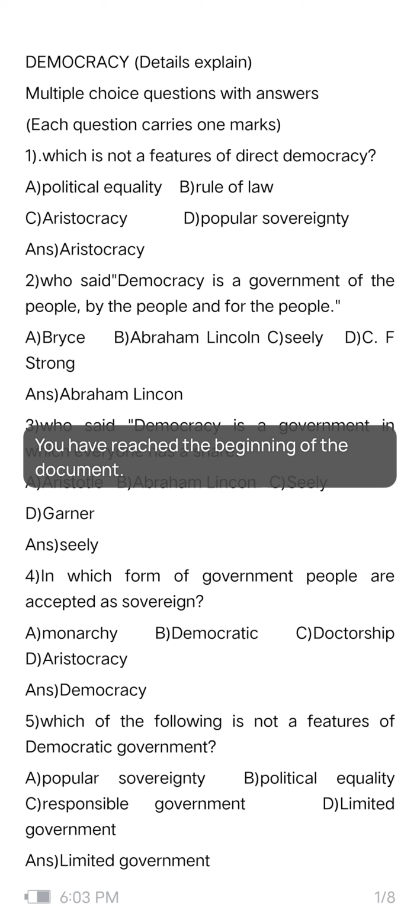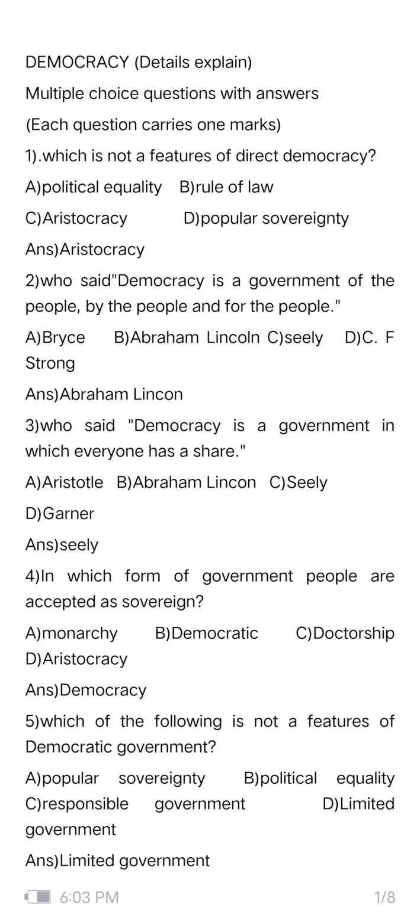Who said democracy is a government in which everyone is a share? Option is Aristotle, Abraham Lincoln, Seeley, Garner. Right answer is Seeley. Seeley said democracy is a government in which everyone is a share.